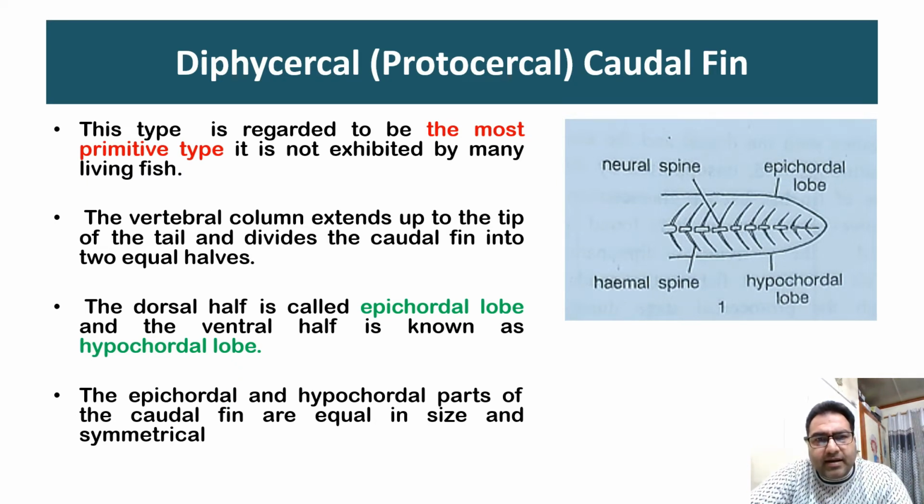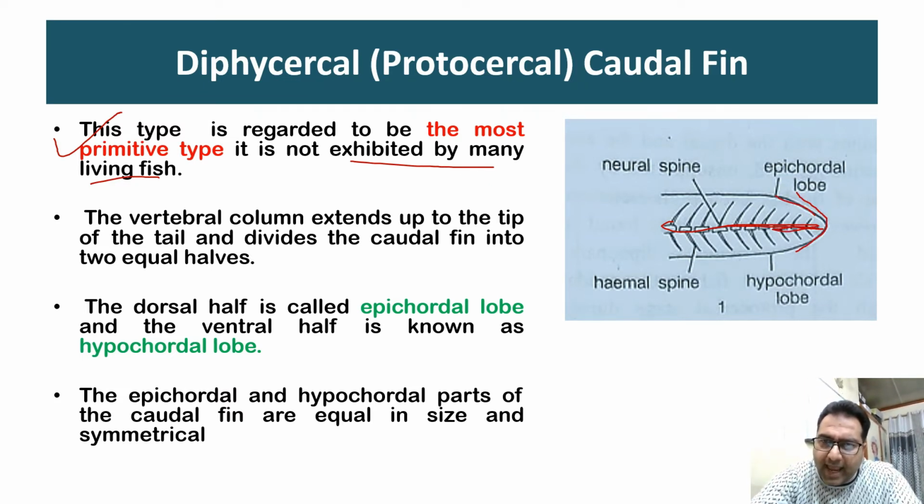This type is regarded to be the most primitive type. It is not exhibited by many living fishes. The vertebral column extends up to the tip of the tail. So what we see here is that the vertebral column is extending up to the tip of the tail and divides the tail into two equal halves.